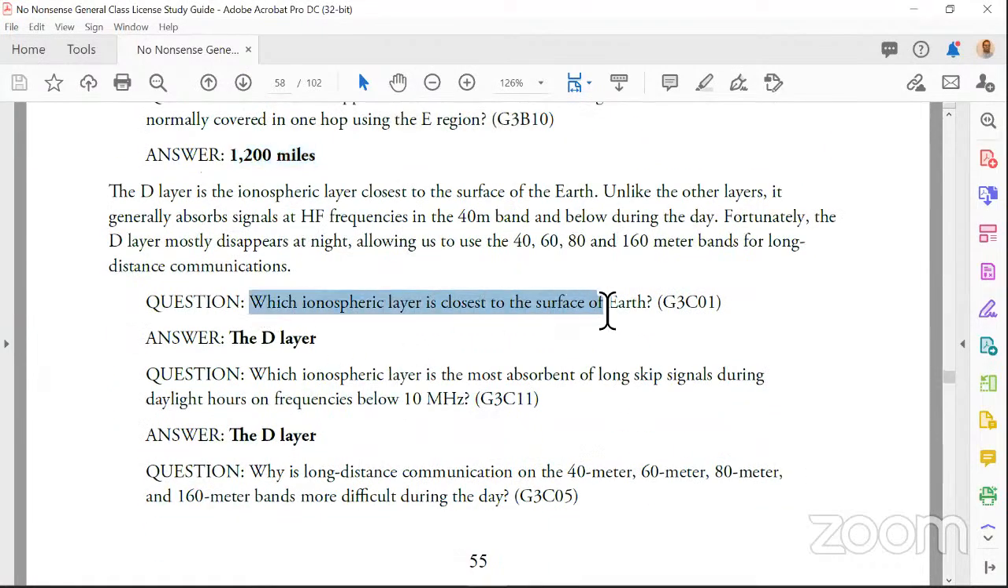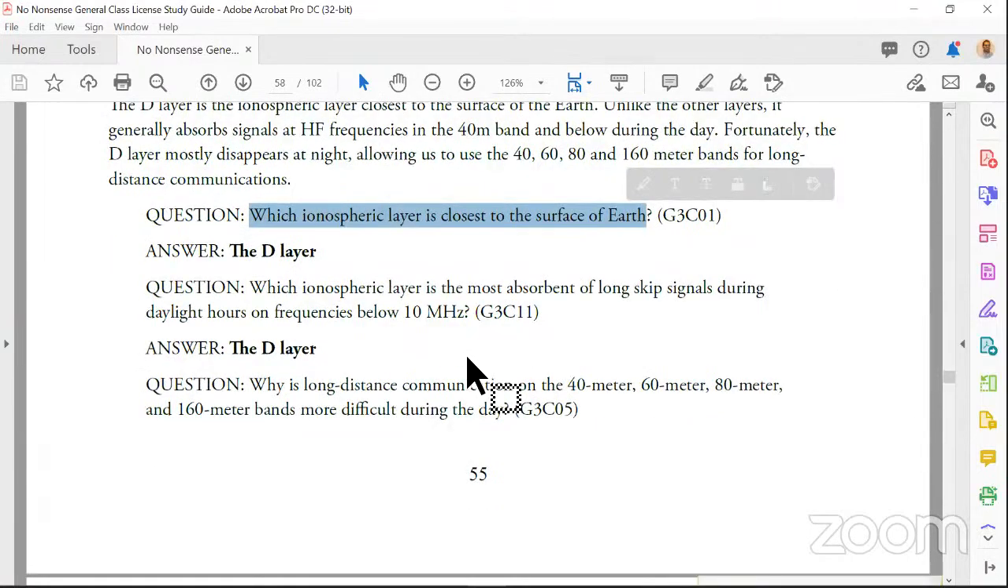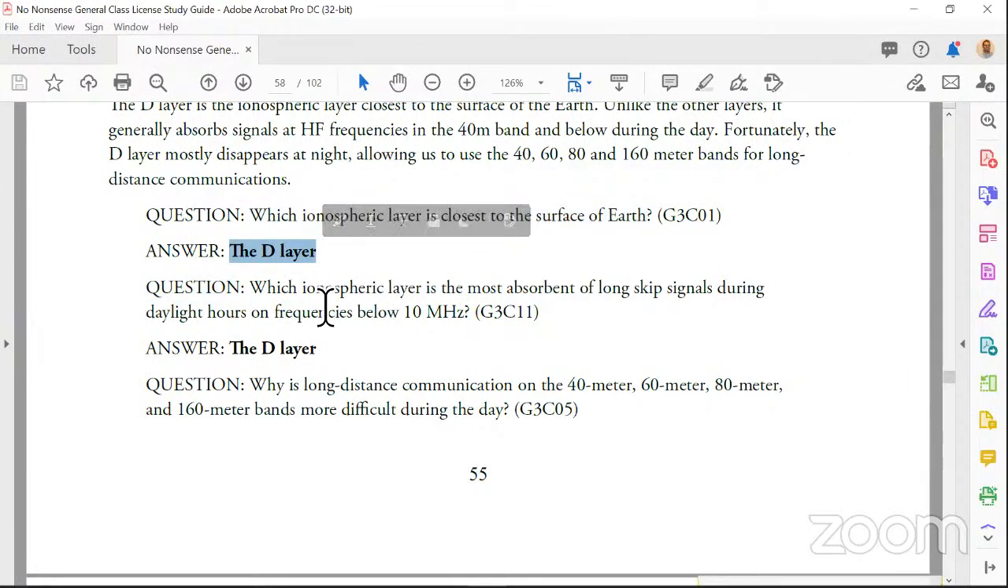Okay, moving right along. Next question in the question pool. Which ionospheric layer is closest to the Earth's surface? So we said we had the D layer, the E layer, the F layer, and so on. So the D is the lowest, therefore it's the closest. And that's the answer, the D layer.